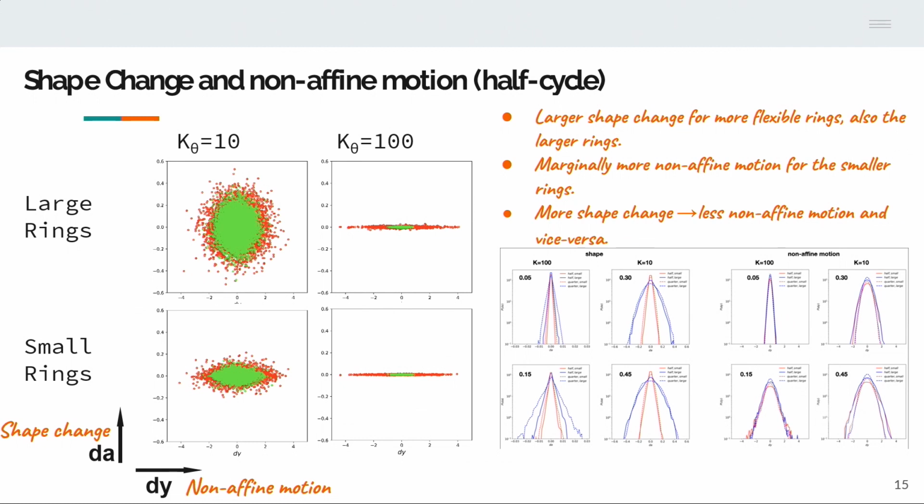And most importantly, we see that more shape change leads to less non-affine motion, and less shape change leads to more non-affine motion.